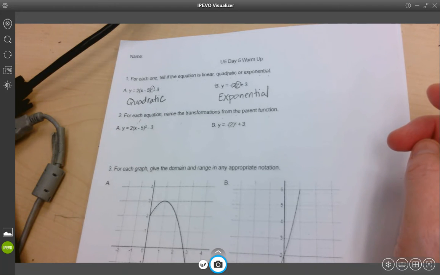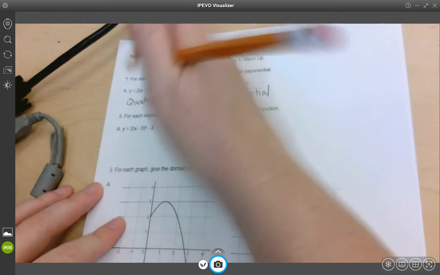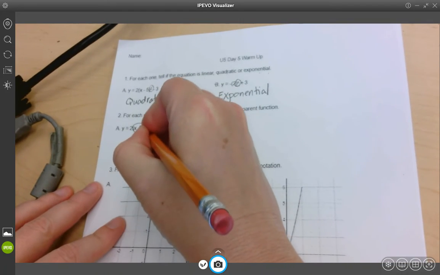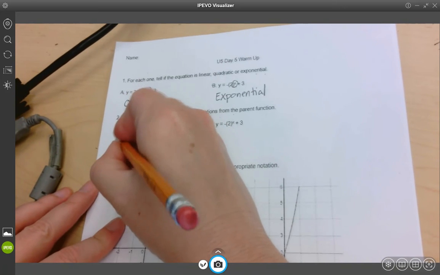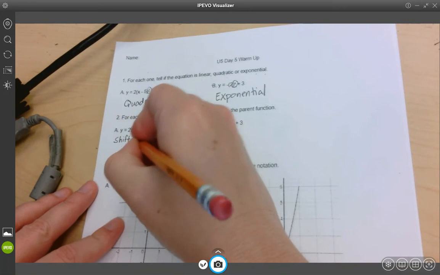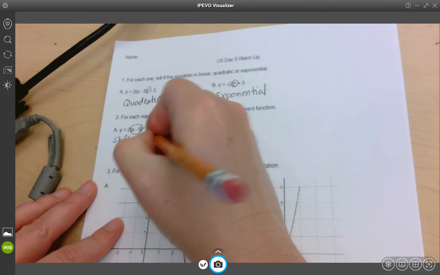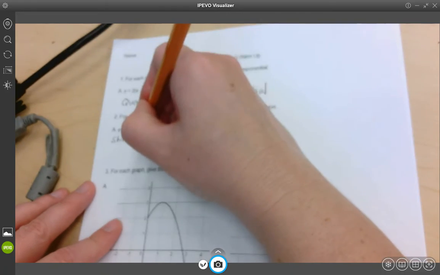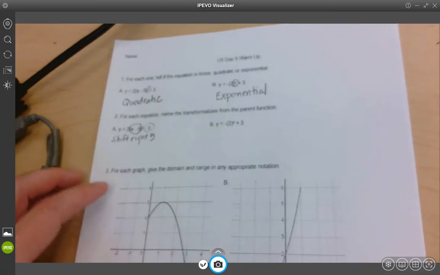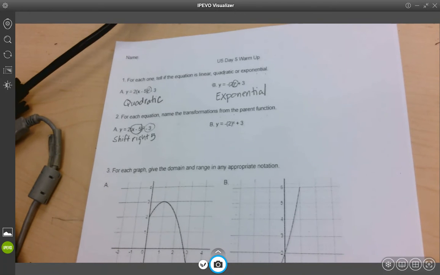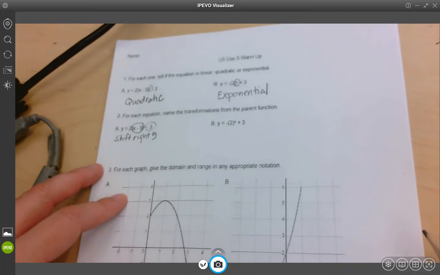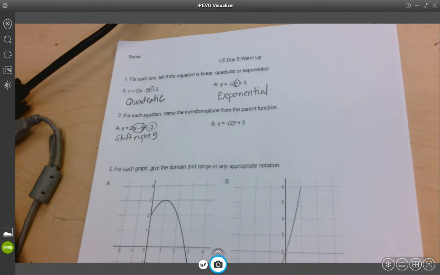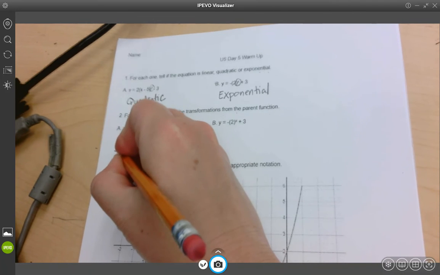Can you guys tell me? Kelly, what did you put? Very good. All right, so because of the x minus 5, the graph shifted right 5. Okay, and then because of the minus 3 here, it shifted which direction? It did shift down, very good. So because of the minus 3, it shifted down 3. Oh, I hate when it does that. It makes me seasick. All right, shift down 3.